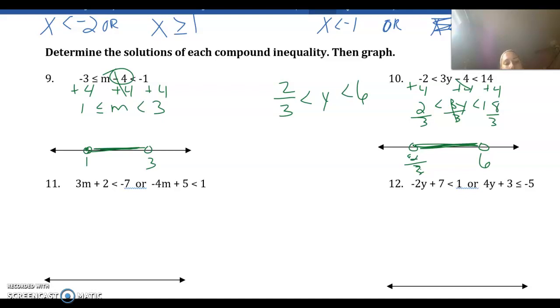So we're going to move on to number 11. Here we have an or. So we're going to have our graph going opposite directions. Over here on the left, we're going to start by subtracting 2 from both sides. Those 2's cancel. We have 3m is less than -9. Divide by 3, divide by 3. M is less than -3. We do not need to change the sign here because we are dividing by a positive number.